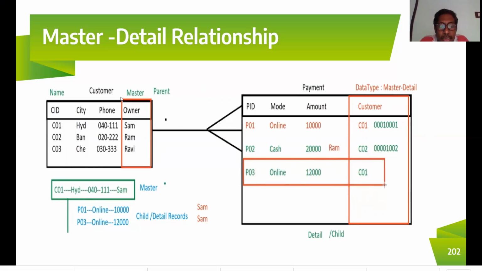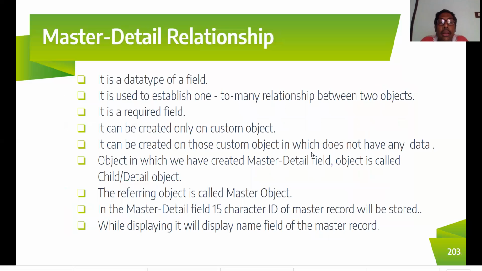So we have customer as an object, as a parent object, or it is called a master object, and we have a payment object, which is called a child object. We are establishing a relation. What kind of relationship? Master-child relationship. It is nothing but a one-to-many relationship, right? So what is all about the master detail relationship?